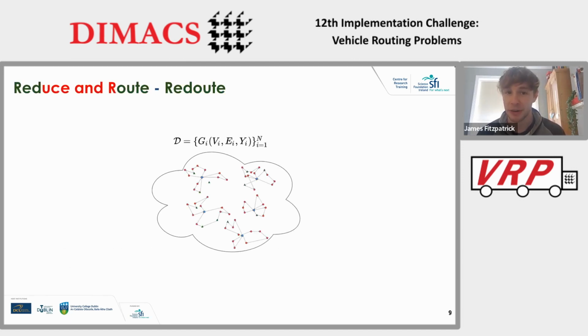So that's where the Redoute idea comes from. We reduce the problem and then route. And this requires us to have this large data set of problem instances, which we generated to help us do that.